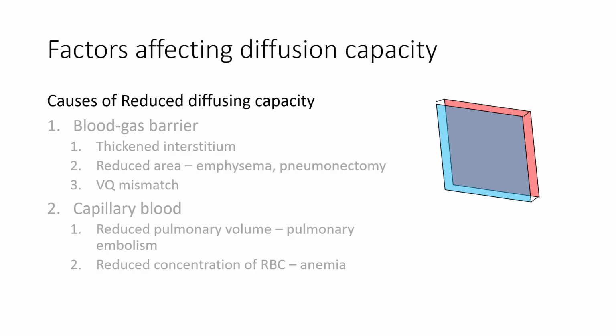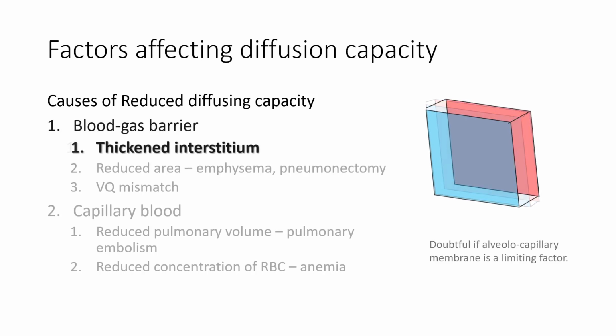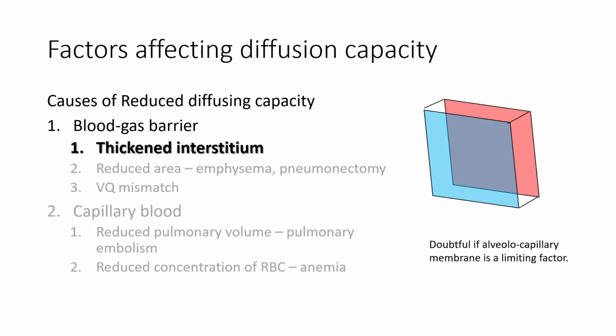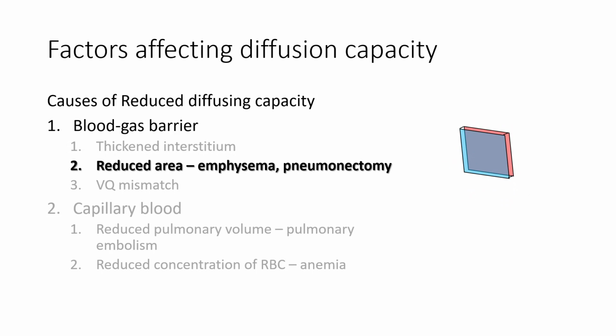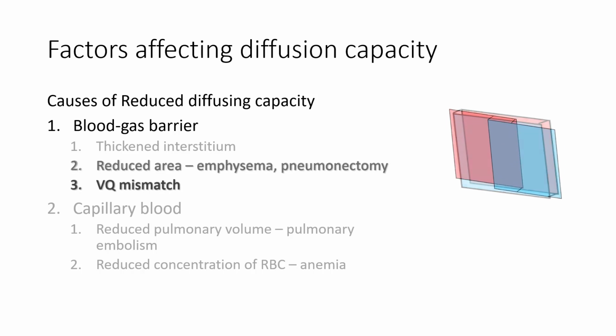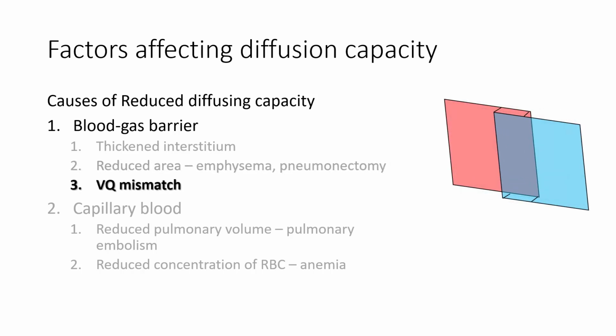So let's talk about factors affecting diffusion capacity. The commonest thing that you can think about is thickening of the interstitium, either by fibrosis or by fluids, and that can certainly slow down some of the oxygen transport. However, it has to be really extensive before you can see significant hypoxemia. Reduced surface area is, however, a more common cause and is seen in emphysema and pneumonectomy. VQ mismatch is another important cause for reduced diffusion capacity, and it does so by reducing the effective area for diffusion.